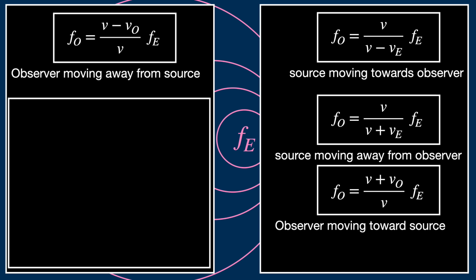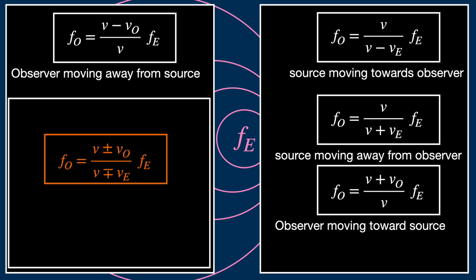Now, all these four equations, we can just write them as a single equation. The frequency measured by the observer is v plus or minus v_o divided by v minus or plus v_e times f_e, where the top sign indicates that the observer or the emitter is moving towards, and the bottom sign is moving away from the other one.